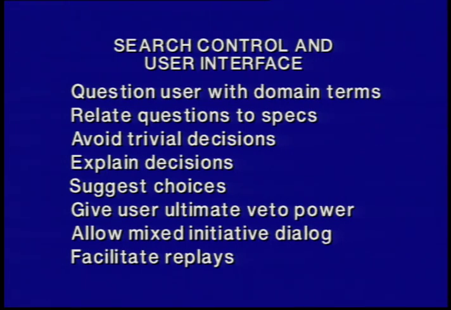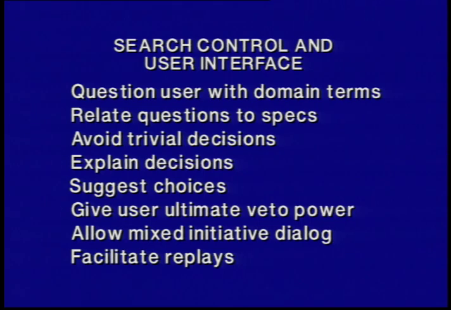Use domain terms for any questions brought to the user. Don't assume that the user understands all intermediate decisions made by the system, so relate the questions to the specification level to make them more intelligible. Avoid asking about trivial low-level decisions unless the user explicitly requests to make all choices. The system should have at least a minimal explanation of what the choices mean.